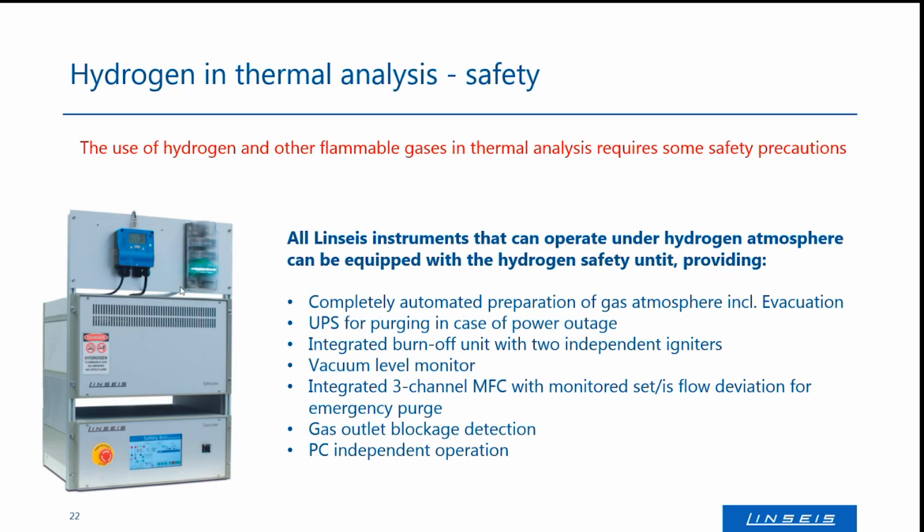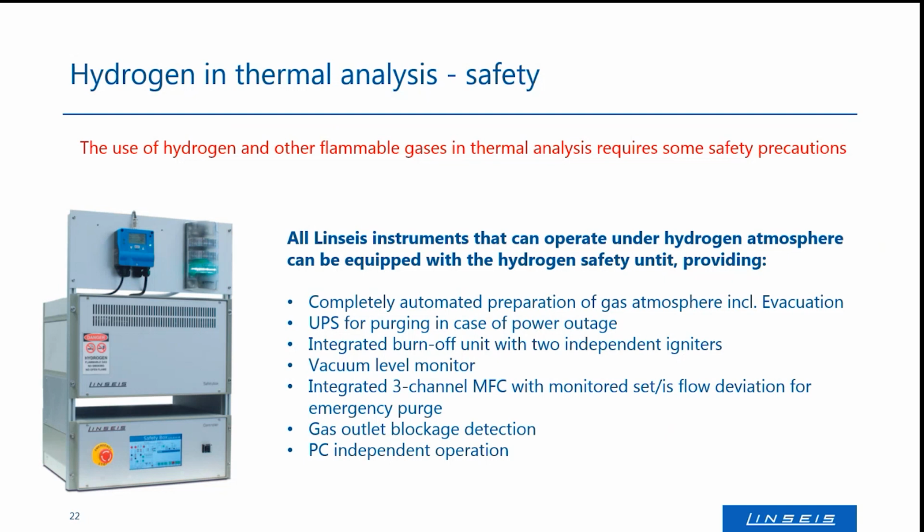This unit consists of gas flow controllers, detector systems, and an automatic safety system that can shut down gas valves and flush with inert gas. It's connected to the gas inlets and outlets of the system, and it can automatically prepare atmospheres. That means you enter in the software what kind of atmospheres you want to use. The system evacuates the thermal analysis instrument, of course, the reaction chamber. It evacuates it, it fills it with inert gas, then it removes the inert gas and fills it with reactive atmosphere.